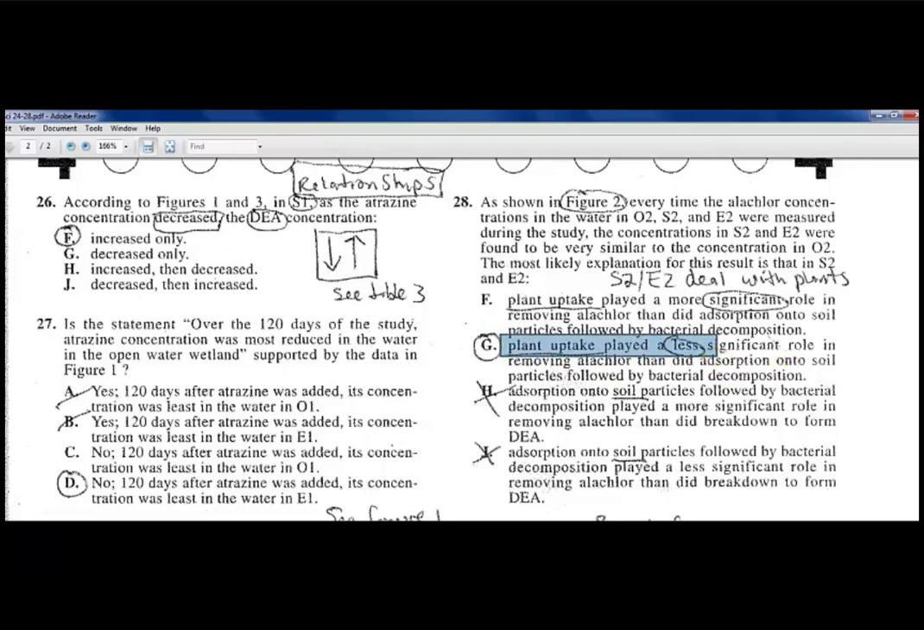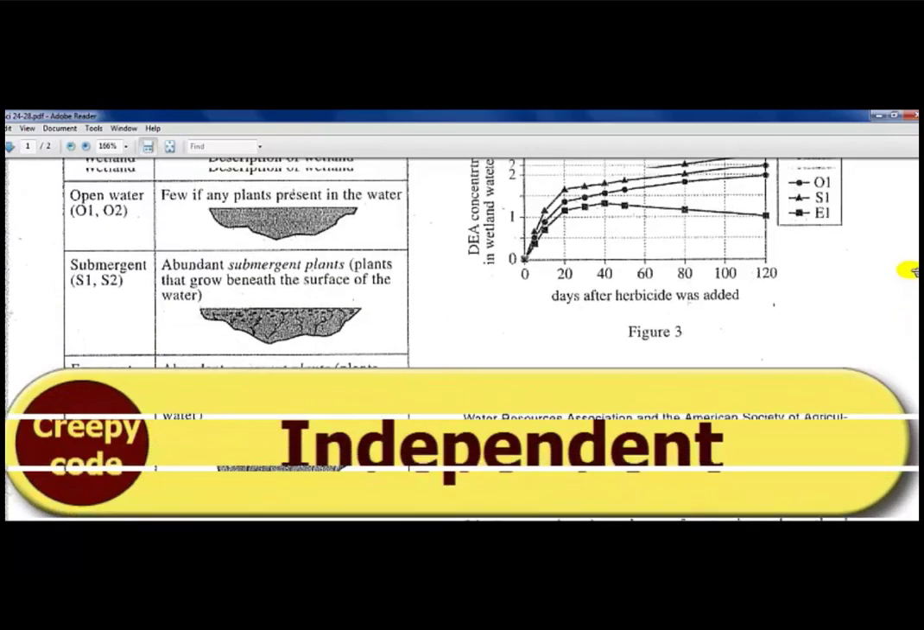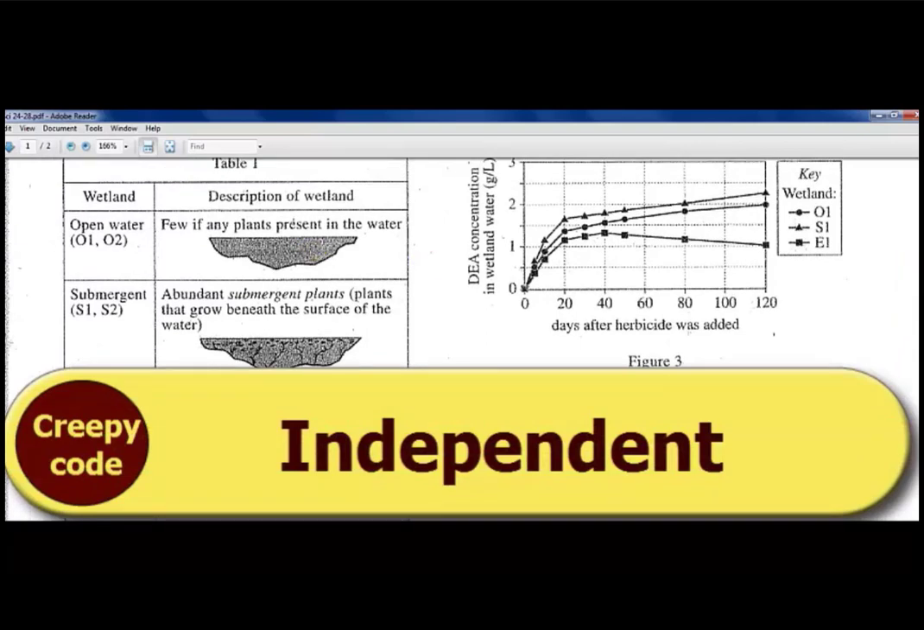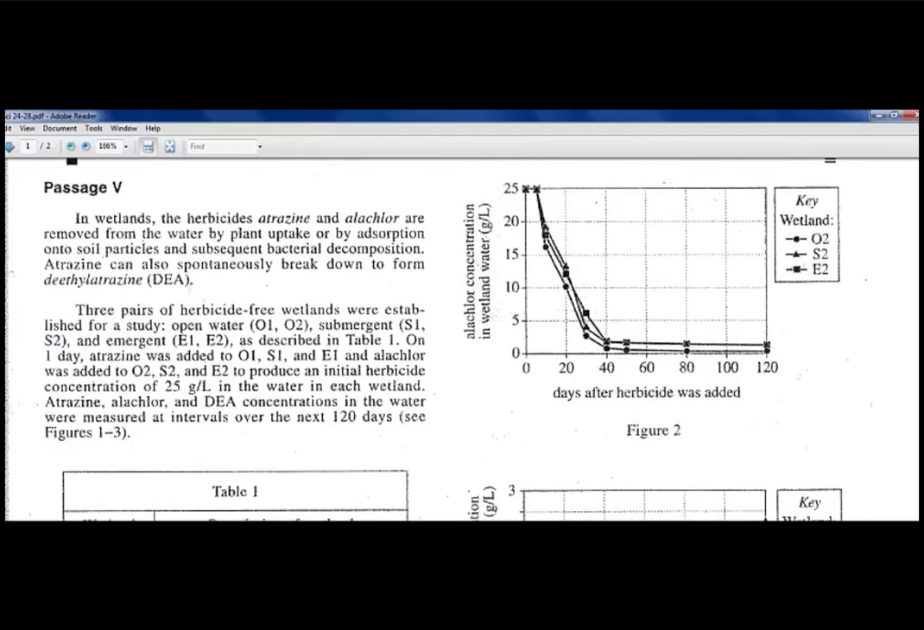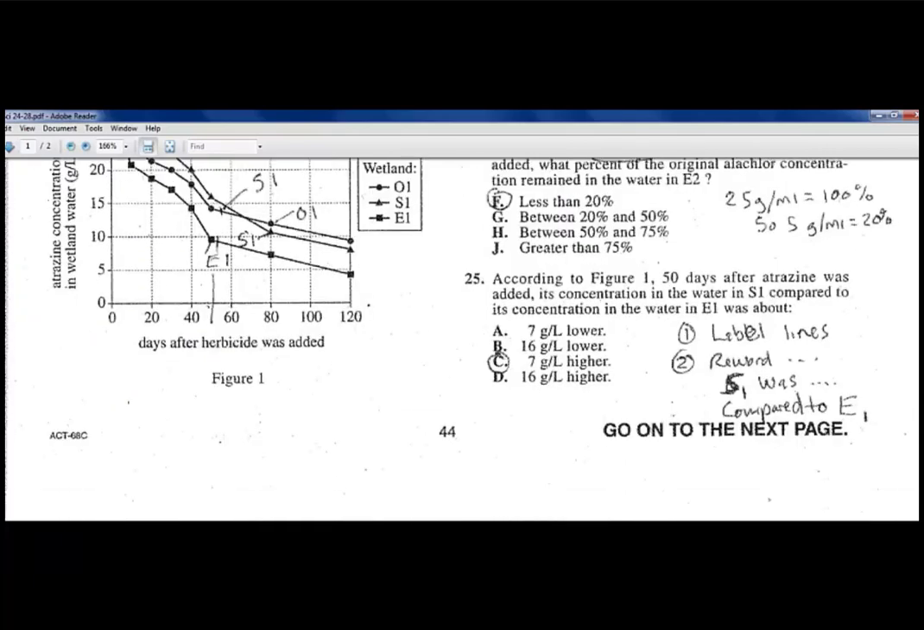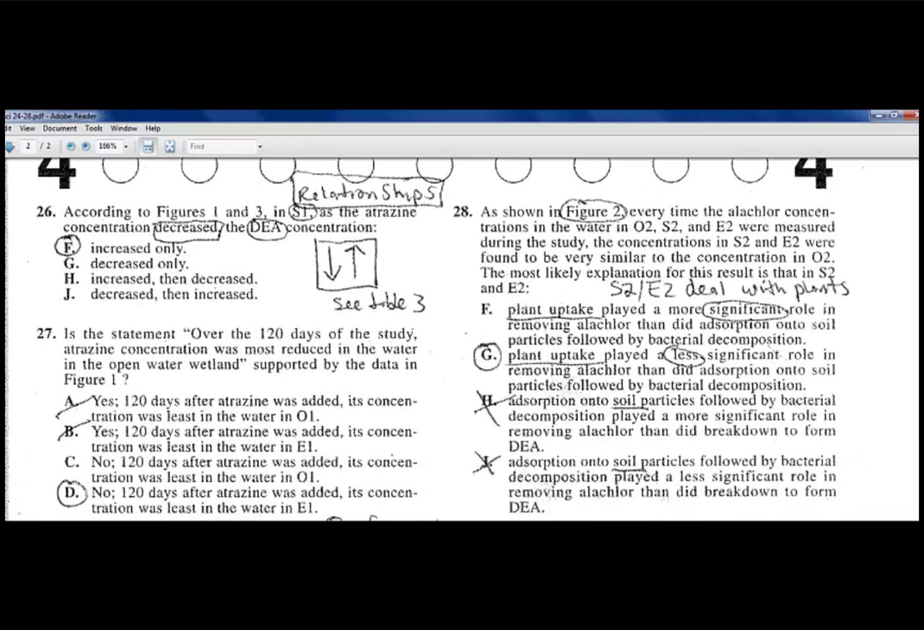The reason why, over here, we know that the difference between the experiments is S2 plants, E2 plants, O1 and 2 no plants. Do plants play a role? Yes or no? From this chart here, you know that plants do not play a role in the absorption of the concentration of allicor. So the correct answer for this one is G for 28.